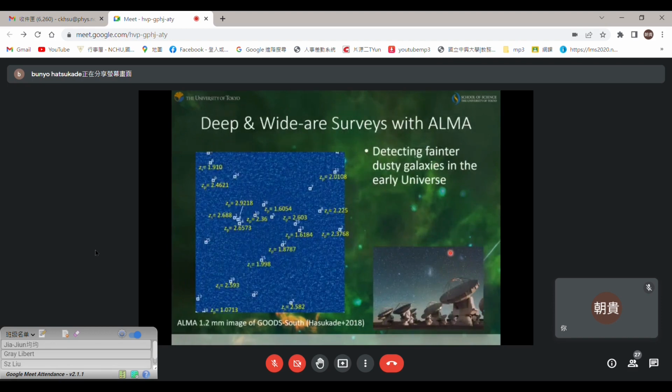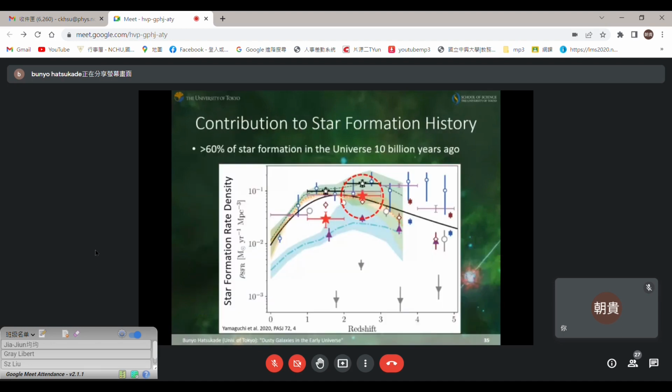So now ALMA is still working very intensely to study much fainter objects compared to submillimeter galaxies. Our group also conducted deep and wide area surveys using ALMA. So this is an example of the survey observed at the 1.2 millimeter wavelength taken at the GOODS-South region. So we are detecting fainter dusty galaxies in the universe. So by including these fainter objects, as well as the submillimeter bright objects, these dusty galaxies in the early universe contribute more than 60% of the star forming activity in the universe 10 billion years ago. So they are very important populations to understand the true star formation history.